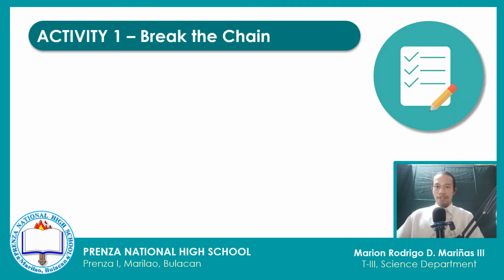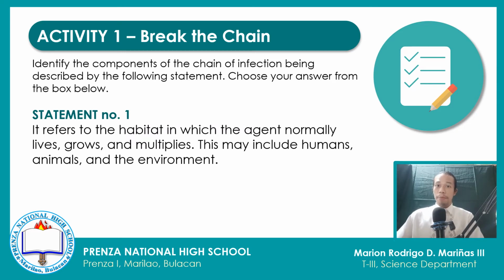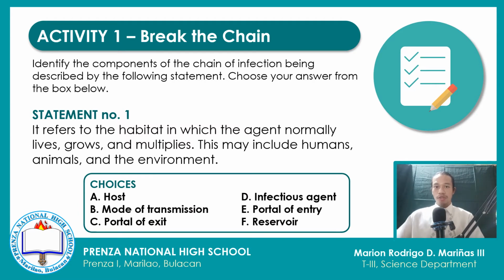Before we have our lesson, let's have first activity number 1 entitled Break the Chain. For the directions, identify the components of the chain of infection being described by the following statement. Choose your answer from the box below and write the capital letter of your answer on the space provided before each number. For statement number 1, it refers to the habitat in which the agent normally lives, grows, and multiplies. This may include humans, animals, and their environment. And the choices are A. Host, B. Mode of transmission, C. Portal of exit, D. Infectious agents, E. Portal of entry, and F.